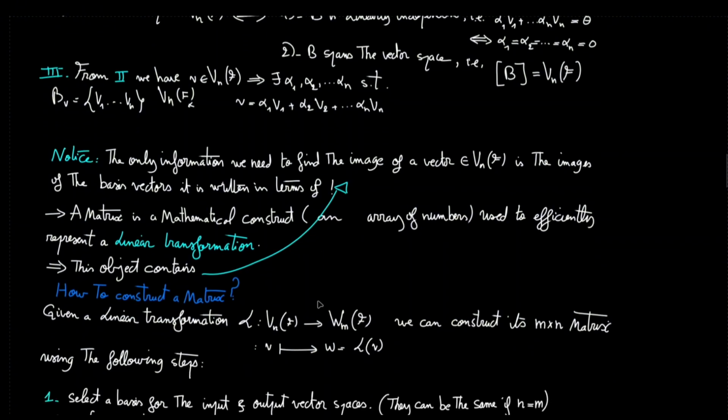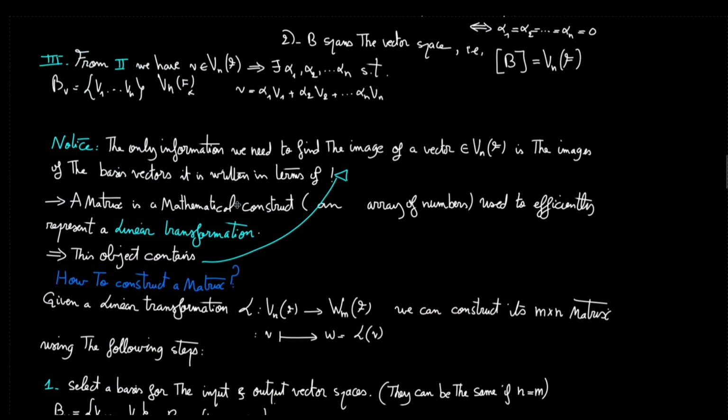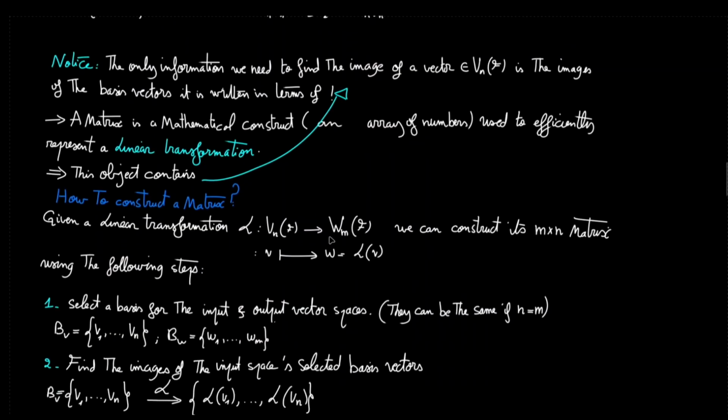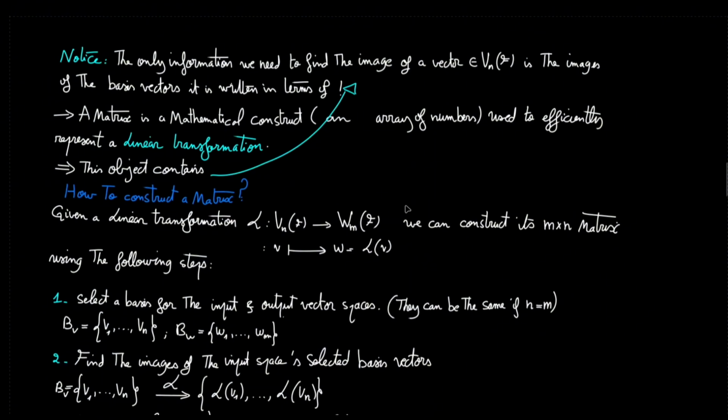Why would you want to do that? Well, we're going to see the reasons later. Just keep in mind that computers like numbers. So how to construct a matrix? Well, given a linear transformation that takes us from the vector space Vn over the field F to Wm over the field F, we can construct its m by n matrix using the following universal steps.